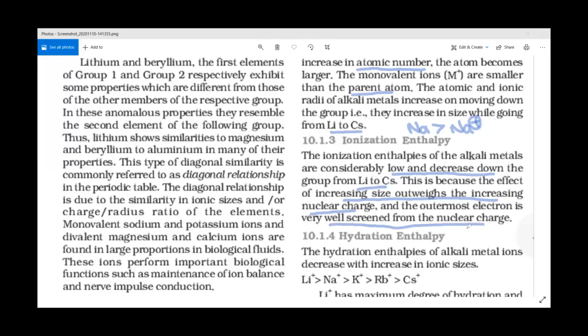The outermost electron is well screened from the nuclear charge. In the previous page I told you about the core: the core will contain the pseudo electronic configuration, pseudo octet configuration.